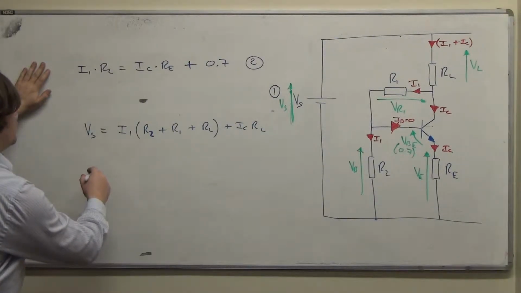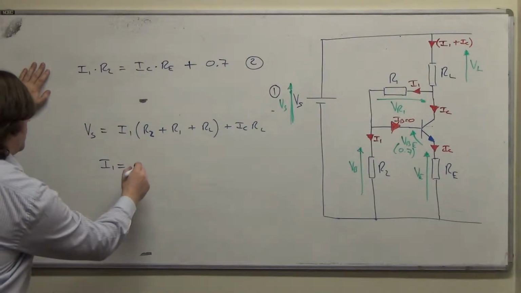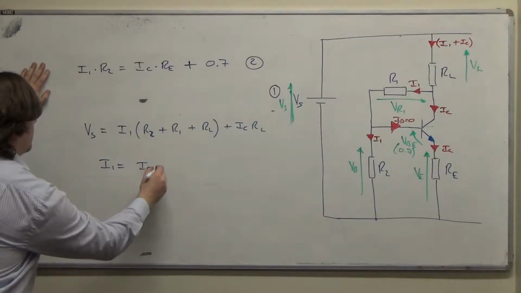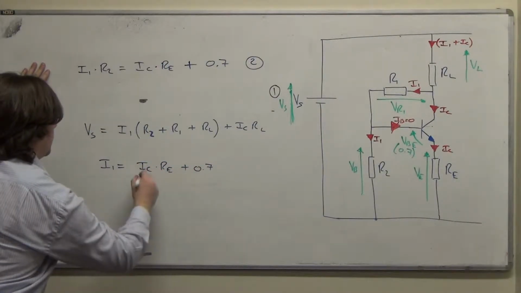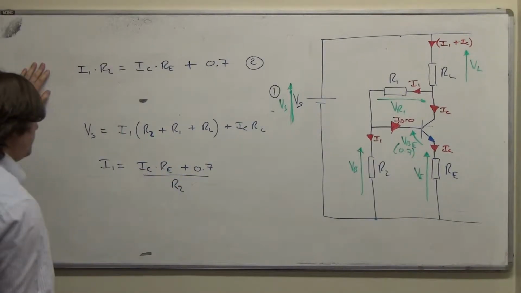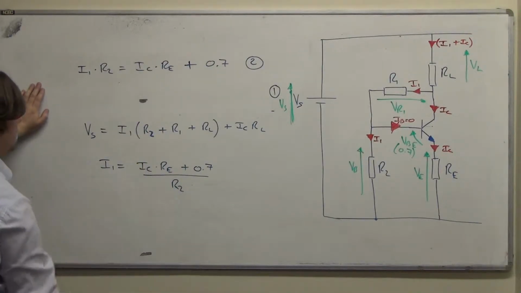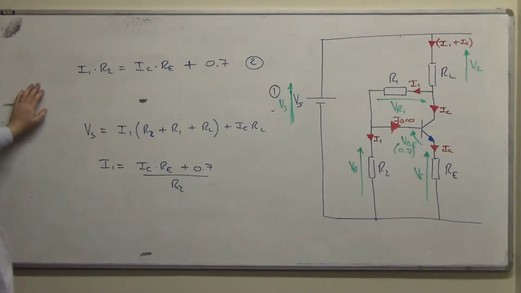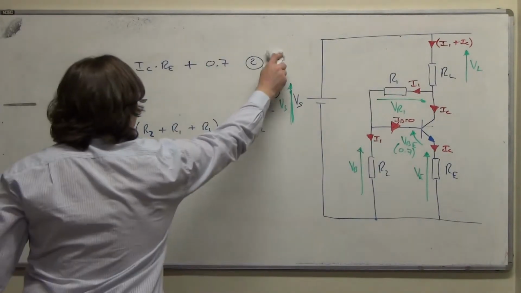So we'll have I1 is equal to IC times RE plus 0.7 divided by R2. That's our rearranged. Then we'll sub that into here. So I'm going to rub out 2 to give myself a bit more space.